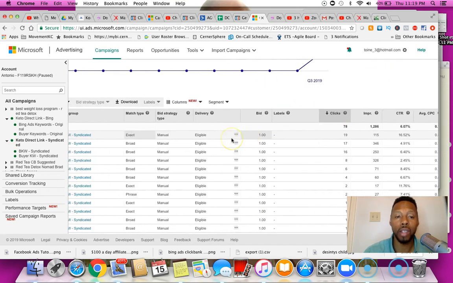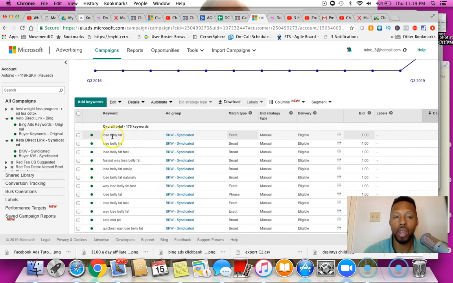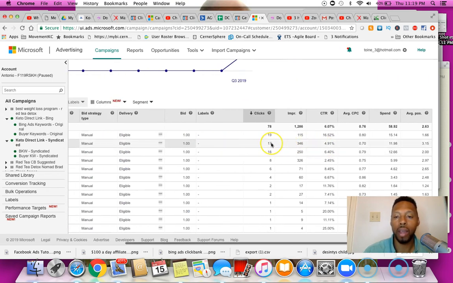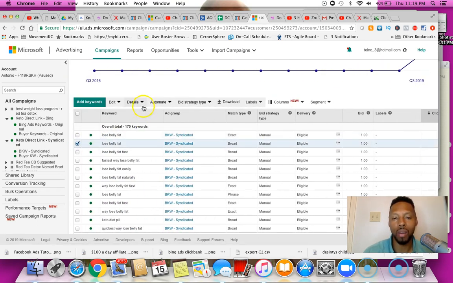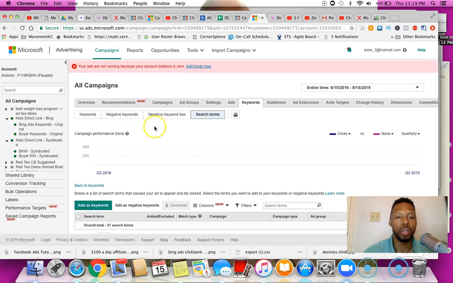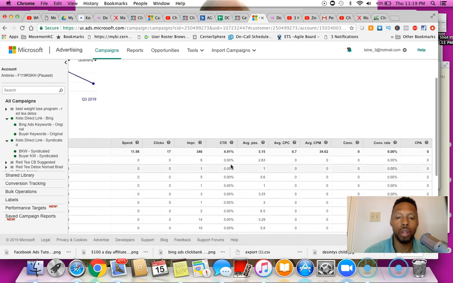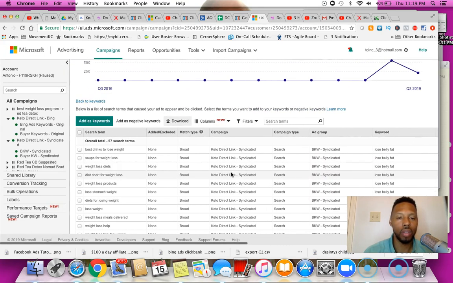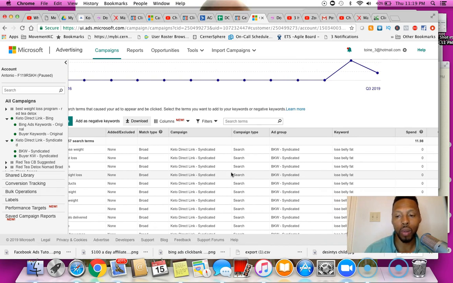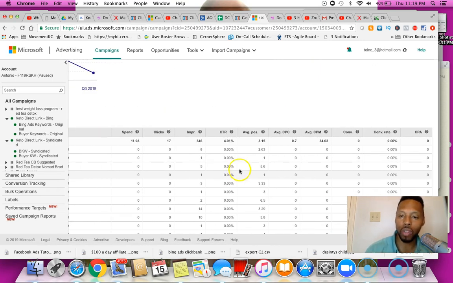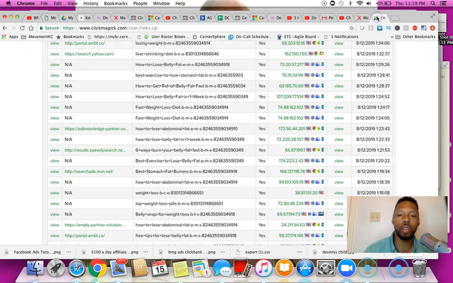Okay. 19 clicks for an exact word, which is good. And that's lose belly fat. This lose belly fat here is broad. And that got 17 clicks. But again, I have to expand this to see exactly which words were clicked. And there you go. So what's cool about this method with it being broad, I can narrow it down, and I can only choose the words, if I wanted to, that's actually bringing in the clicks. If I really wanted to, I can see their positions and all that stuff. So that brings me to my last thing here.